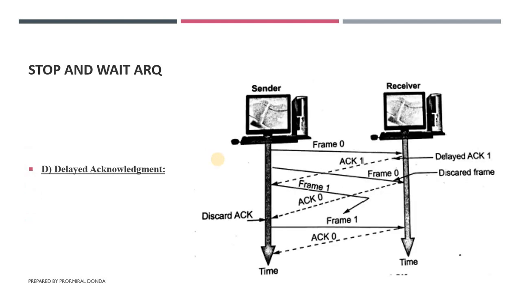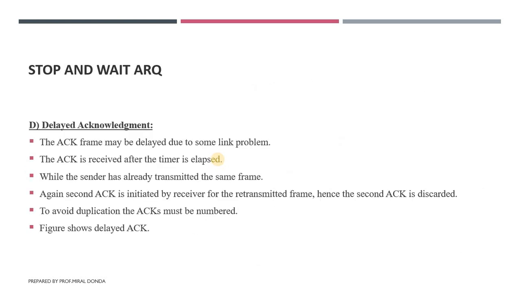And the last is a delayed acknowledgement. Here when the sender sends one frame, it needs time to process at the receiver side, so some delay occurs. In that situation, the acknowledgement may be delayed due to some link problem, and is received after the timer has elapsed. While the sender has already transmitted the same frame again, a second acknowledgement is initiated by the receiver for the retransmitted frame. Hence the second acknowledgement is discarded. To avoid duplication, the acknowledgement must be numbered. So the acknowledgement is also numbered with the sequence number. This is shown in this figure.